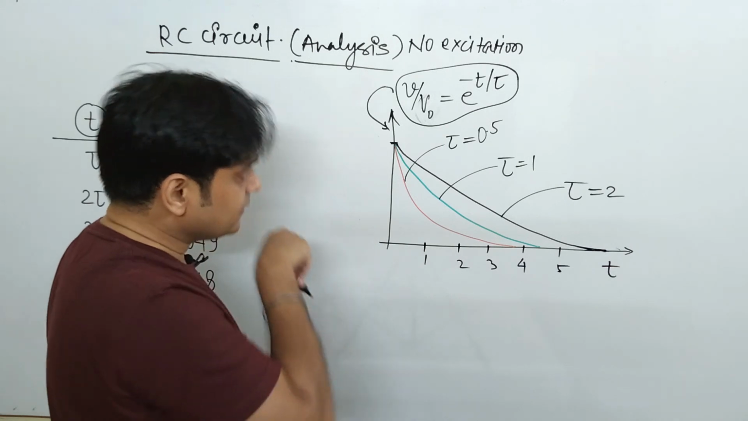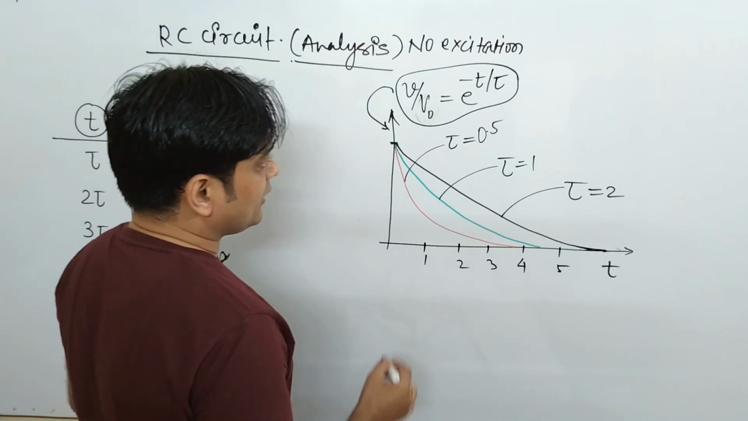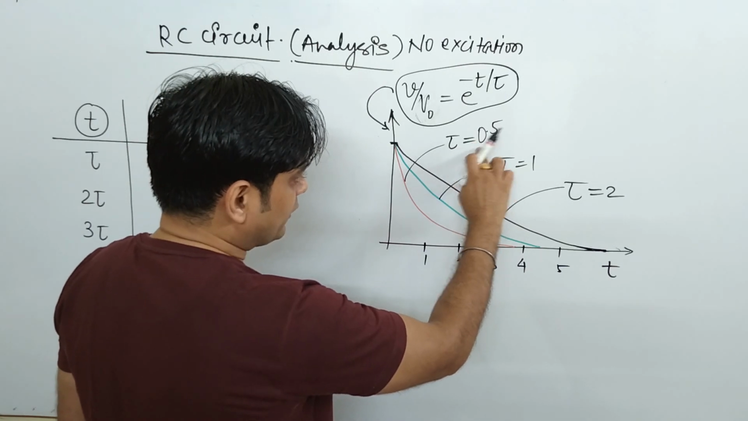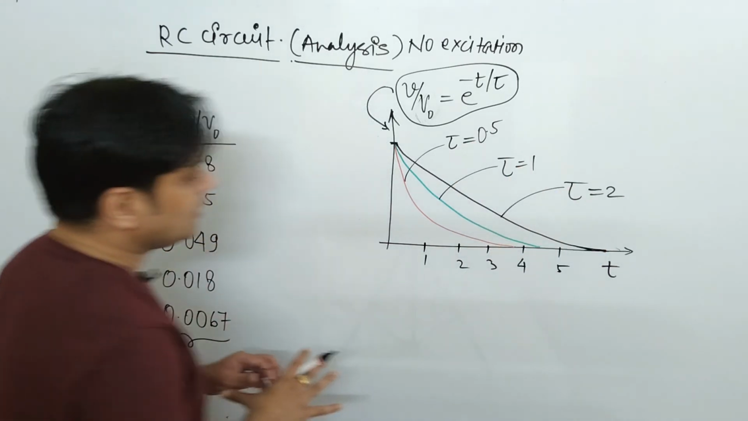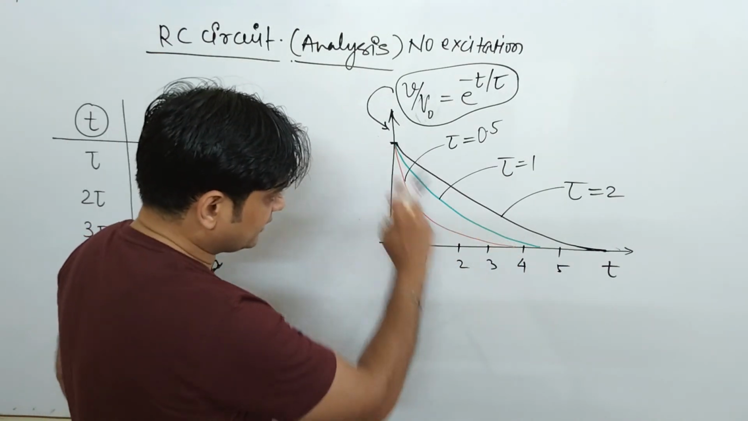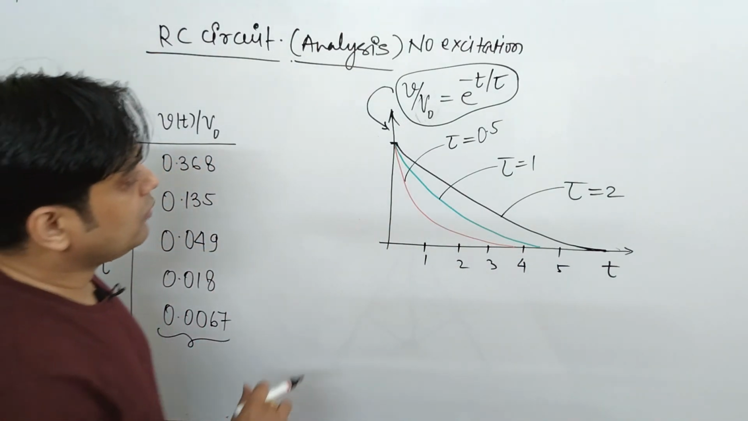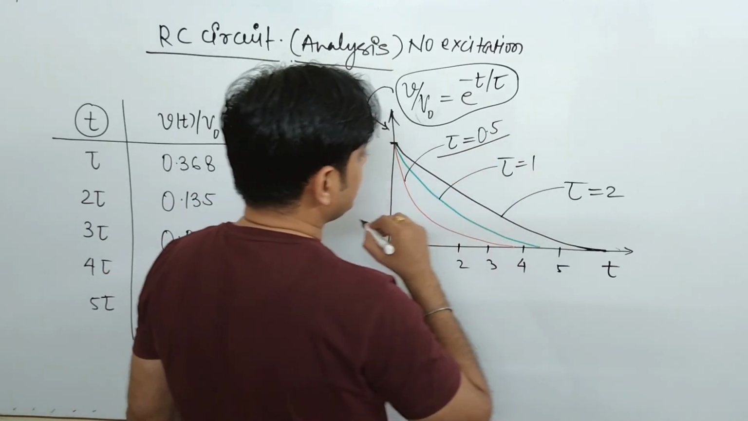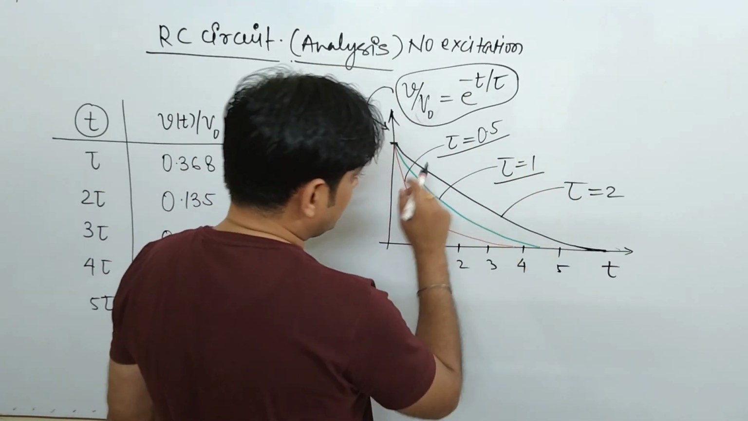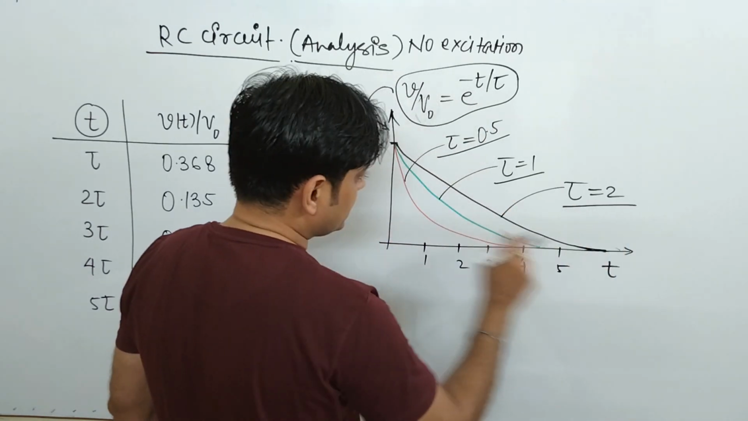So from here, if you analyze the value of time constant as 0.5, 1 and 2, you will find that these are the different curves. When you talk about tau equal to 0.5, this is the curve. When you talk about tau equal to 1, this is the curve, and when you talk about tau equal to 2, this is the curve.